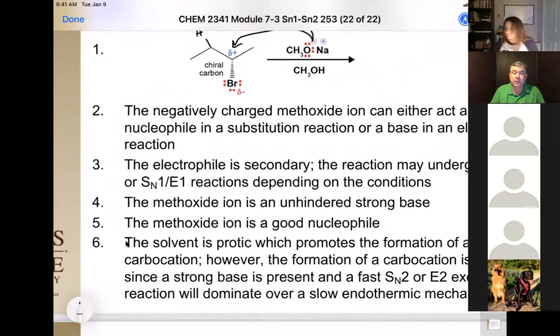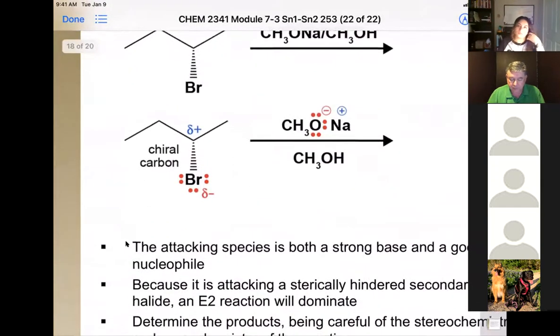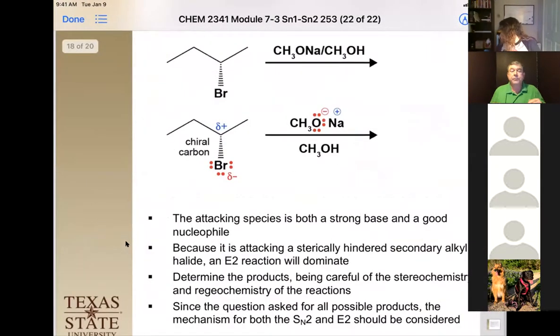Methoxide is a good nucleophile itself, and therefore we need to think about what kind of E2 and SN2 products there might be. Now, we have a strong base and we have a secondary halide.